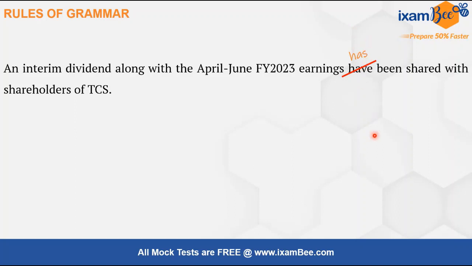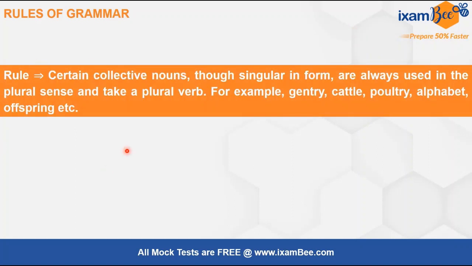All right, now moving ahead. Now this rule says certain collective nouns, though singular in form, are always used in plural sense and take a plural verb. For example, gentry, cattle, poultry, alphabet, offspring, etc.